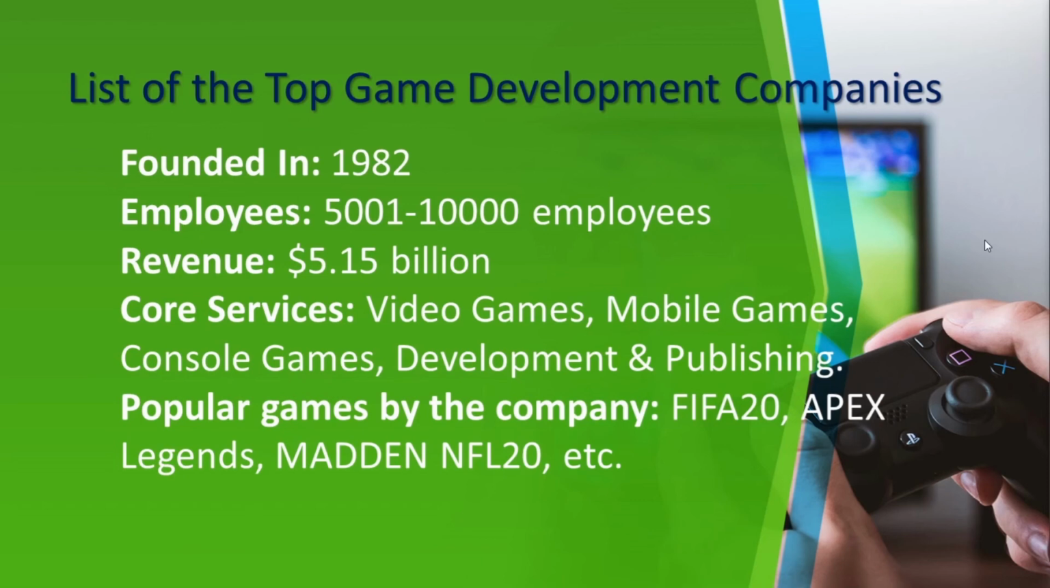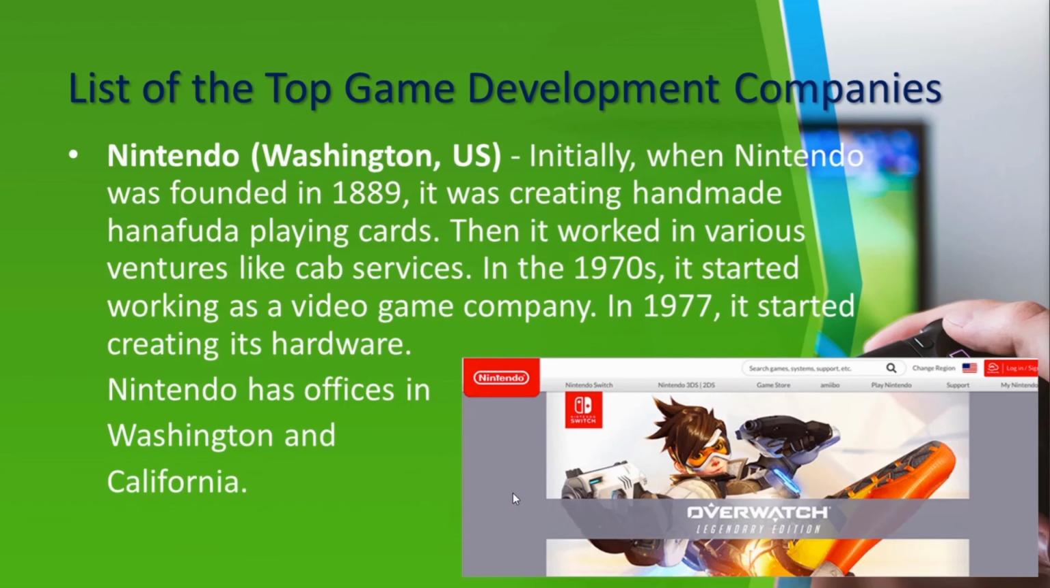So core services will be video games, mobile games, console games development, and publishing. So the popular games by the company are here. So we have FIFA 20, Apex Legends, Madden NFL 20, etc. Next, we also have Nintendo. So I believe some of you are familiar with Nintendo.